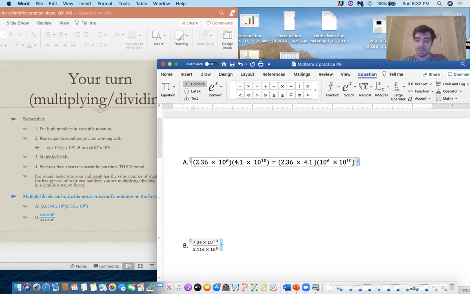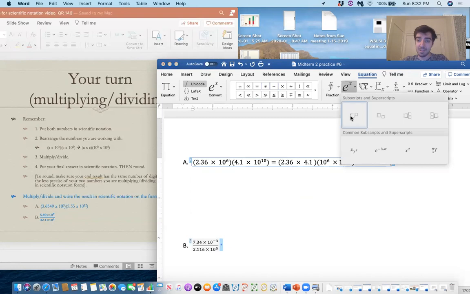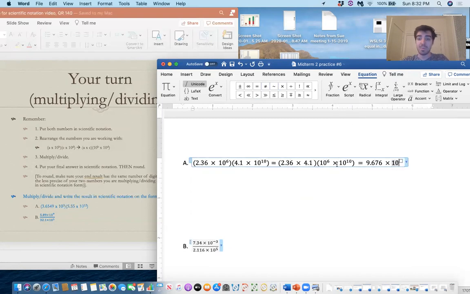All right, excellent. All right, next we'll go ahead and multiply and divide. So here we're just going to do that piecewise. We will multiply our coefficients, multiply our powers of 10. So 2.36 times 4.1 should get us 9.676. And then for the power of 10, remember that when you have the same base and you are multiplying, you want to be adding the exponents together. So this is going to be 10 raised to the 16th power.